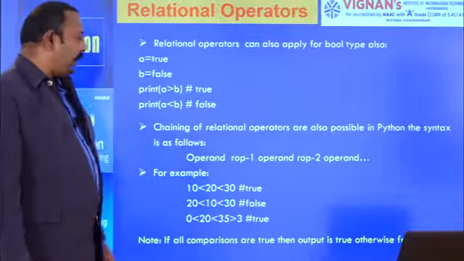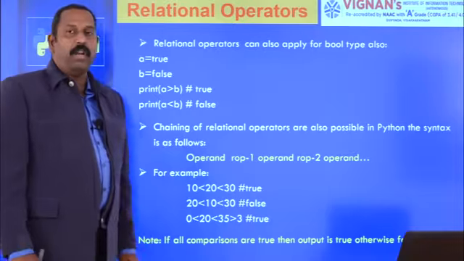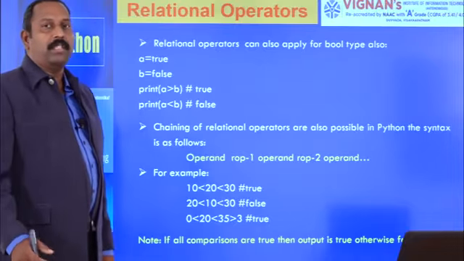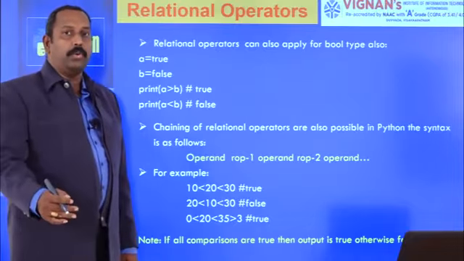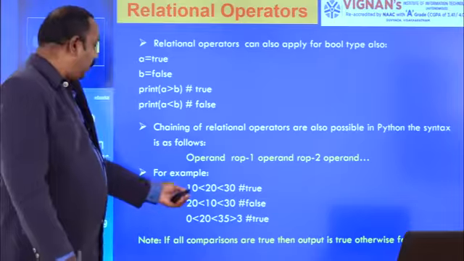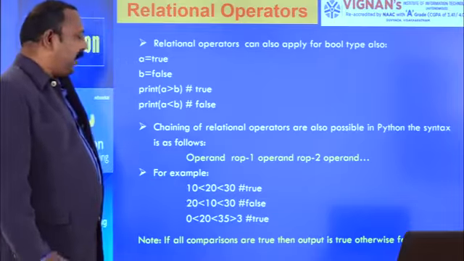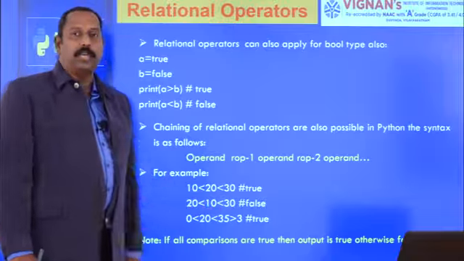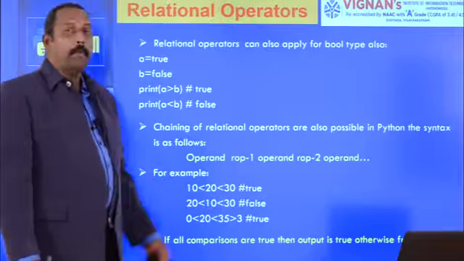Here we are using two conditions. If any one of the conditions is false, you will get the output false. If all conditions are true, then only you will get the output true. So here you see, 10 less than 20, the condition is true; 20 less than 30, the condition is true. So in total you get the output true.